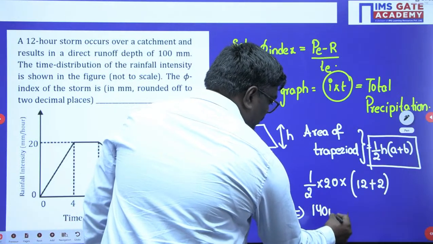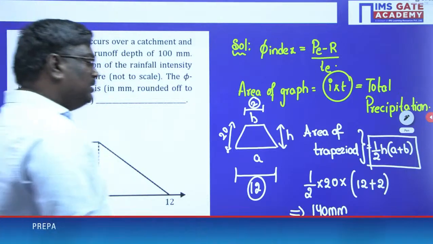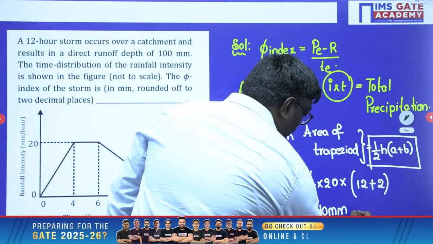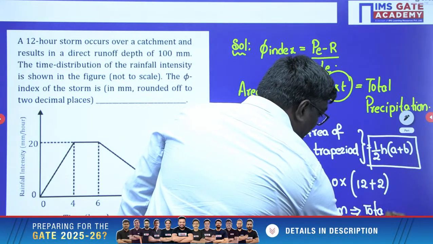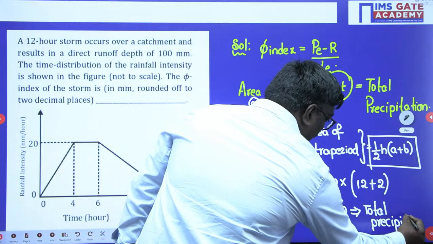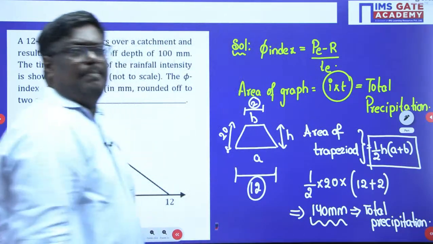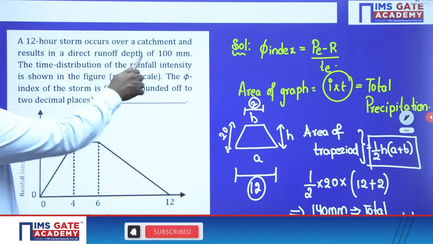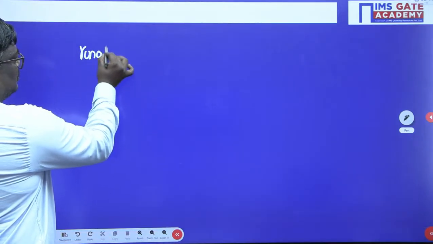Very good. So when I considered 140 mm here, this 140 mm is nothing but total precipitation. But in the problem, they have given the runoff value as 100. What, sir? In the problem, they have given runoff as how much? 100 mm.